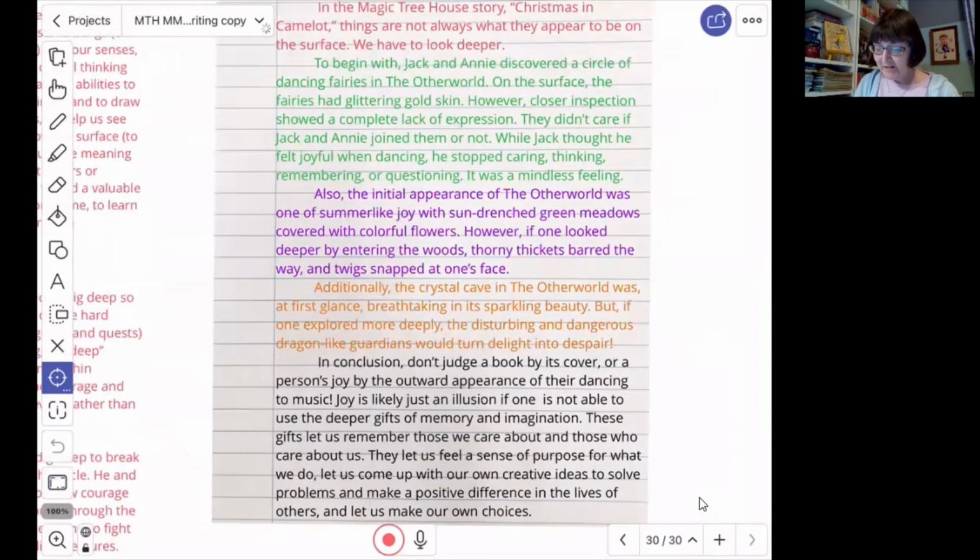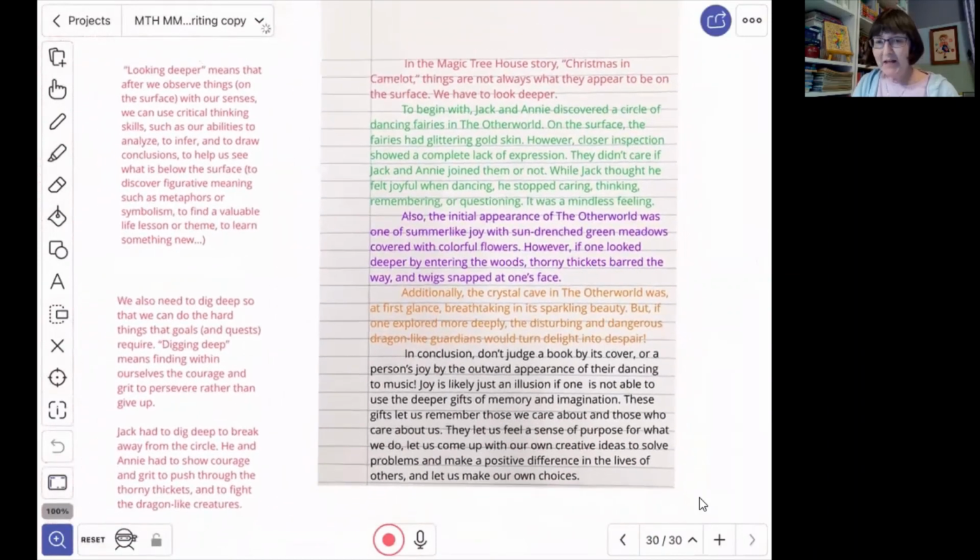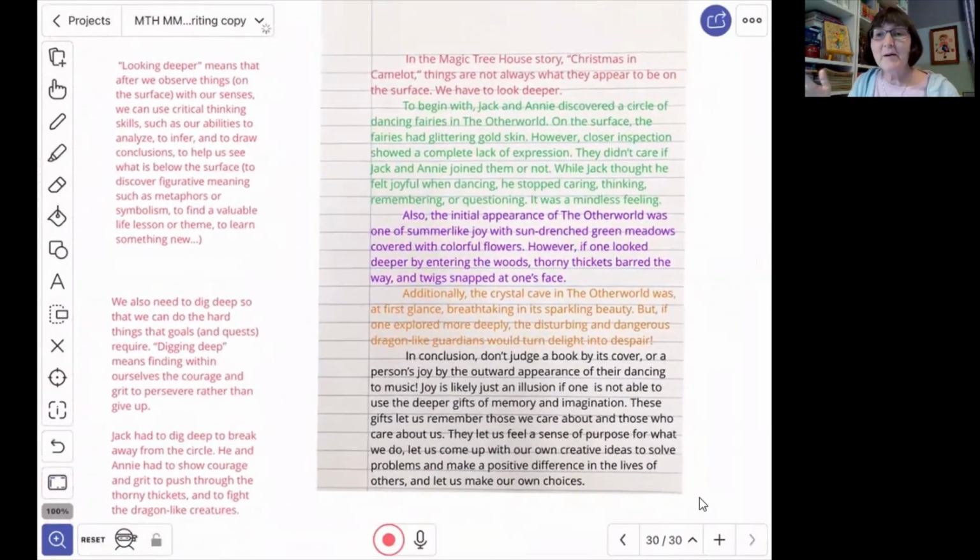I had started to think about that when I was writing this, but then I realized that I was starting to talk about two different themes. Looking deeper and digging deeper were kind of going in two different directions. Using the same examples, both could have been used as themes, but I decided I needed to stick with one.